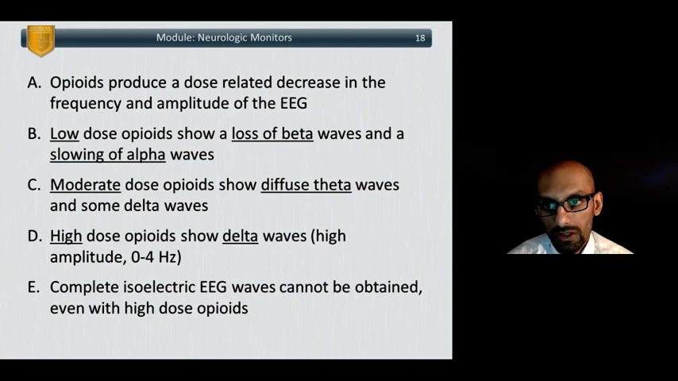Low-dose opiates show a loss of beta waves, which is the awake rhythm, and a slowing of alpha waves. Moderate doses show diffuse theta waves, which is sort of the relatively asleep state, and high doses show delta waves. Okay, that's a very deep state of sleep.